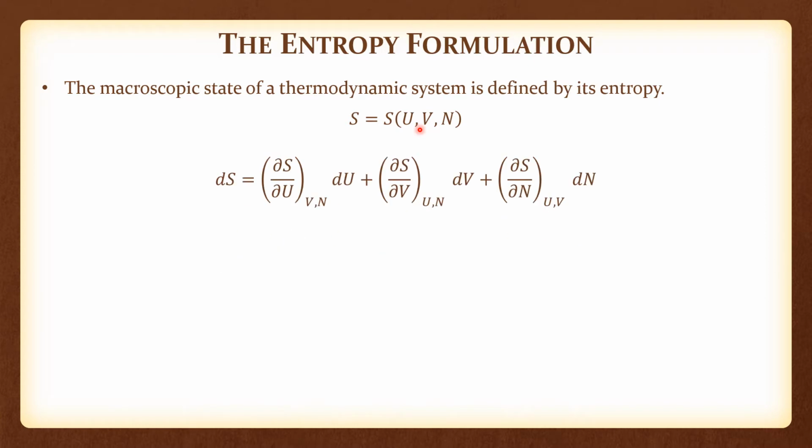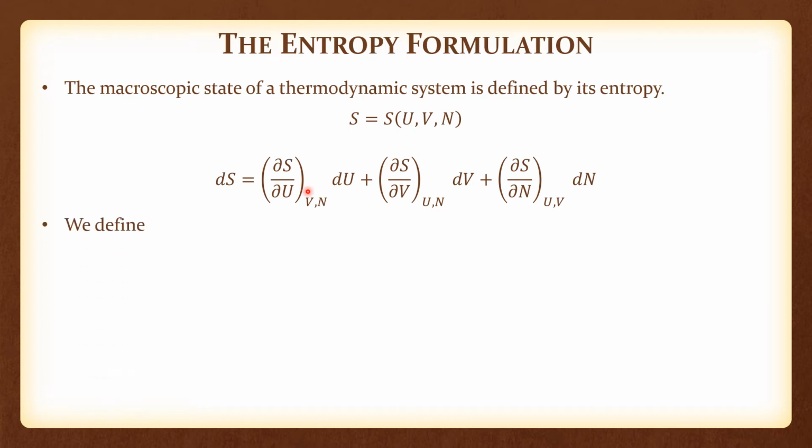Now, if there were any differential change in entropy, that change could arise due to a differential change in internal energy, or a differential change in volume, or a differential change in number, and the corresponding slopes for each of these are given by dou S dou U at constant V, N; dou S dou V at constant U, N; dou S dou N at constant U, V. These are the three partial derivatives. This is how partial derivatives are defined.